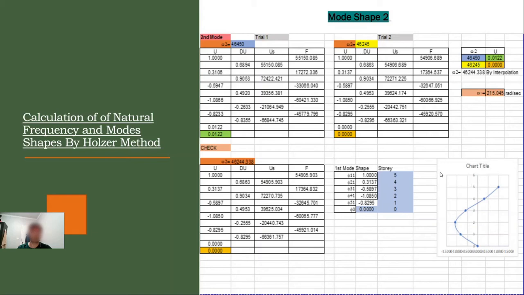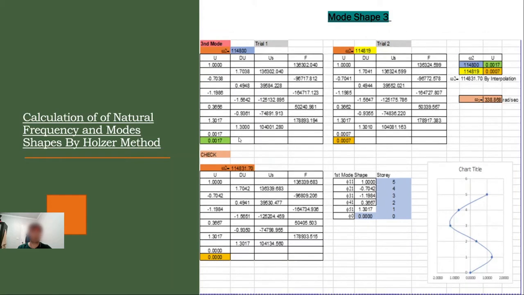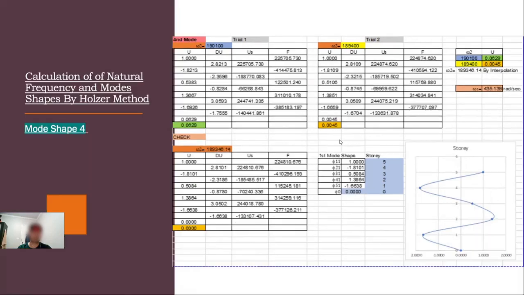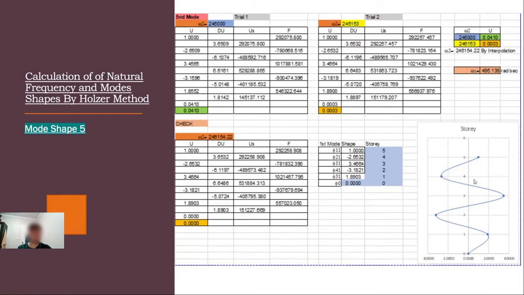As you can see here, this is mode shape 2, this is mode shape 3, and this is mode shape 4, and the corresponding mode shape values are obtained here. Because we did 2 trials, we get a value of nearly 0 at the end, and we get the corresponding natural frequency, and it's mode shape 5, as you can see here.